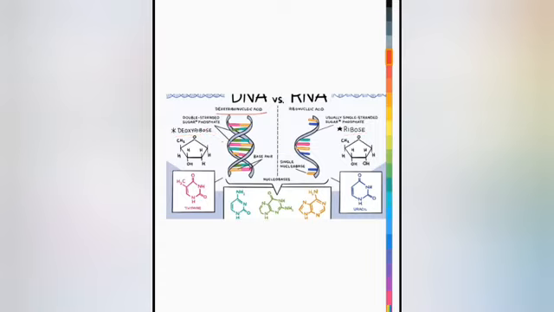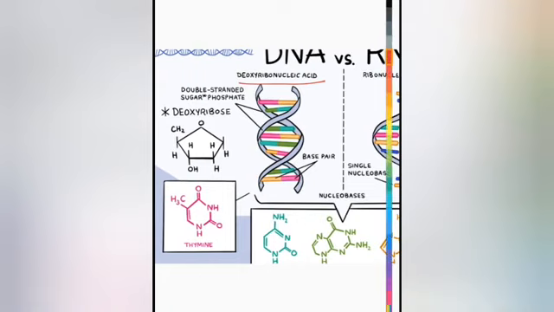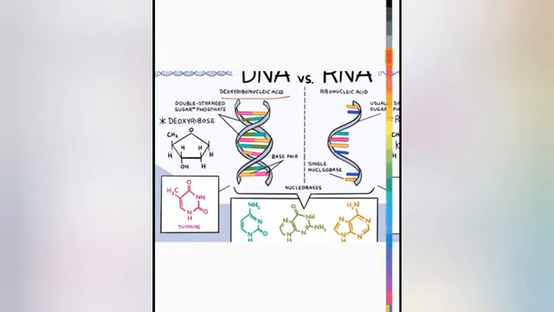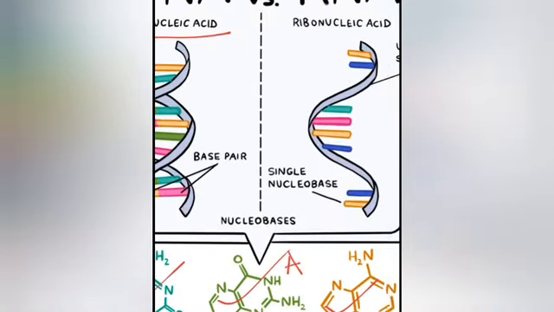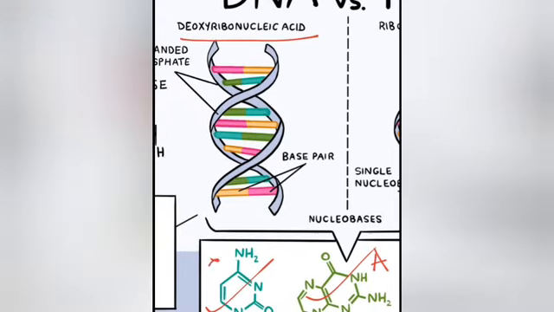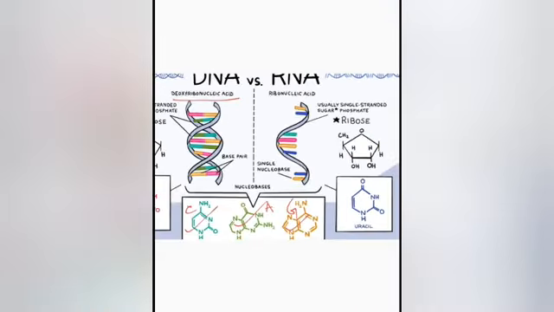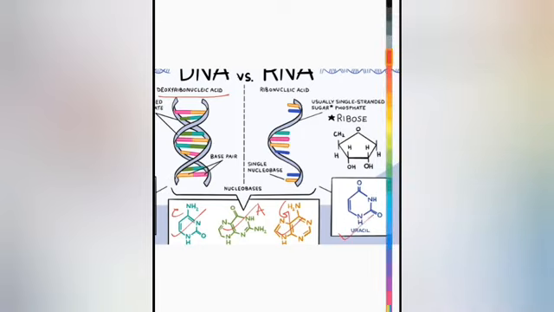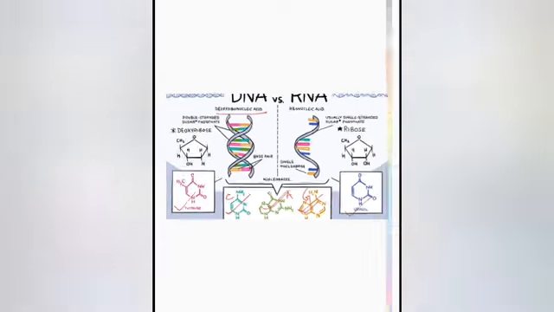So this is the difference between the sugar molecule. And the next difference which we have already discussed is the nitrogenous bases. In case of DNA, the nitrogenous bases are thymine, adenine, guanine and cytosine. The names are below, it is not written here. This one is adenine, this one is guanine and this one is cytosine. And in case of RNA, the nitrogenous bases are uracil, and these three are same: cytosine, adenine and guanine.